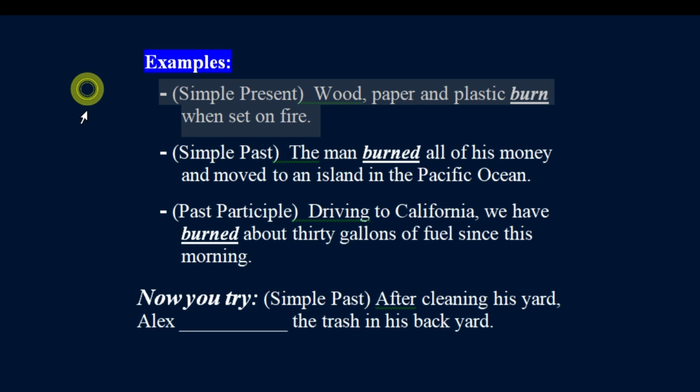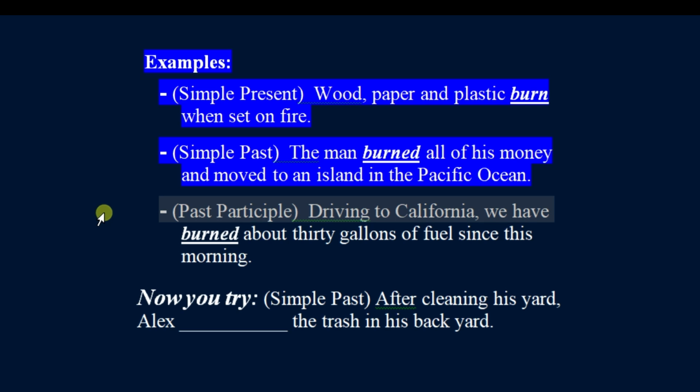Examples: simple present. Wood, paper, and plastic burn when set on fire. Simple past. The man burned all of his money and moved to an island in the Pacific Ocean. Past participle. Driving to California, we have burned about 30 gallons of fuel since this morning.